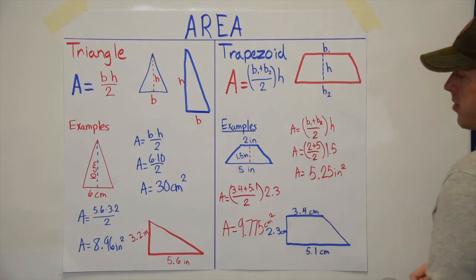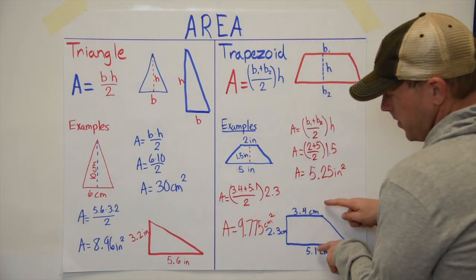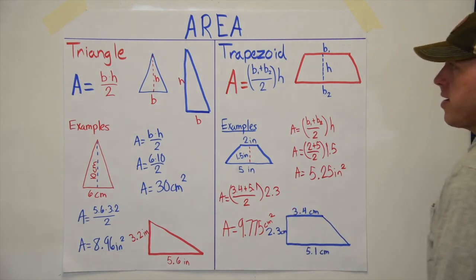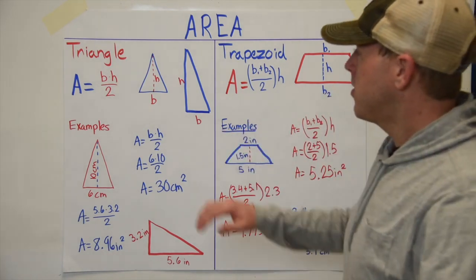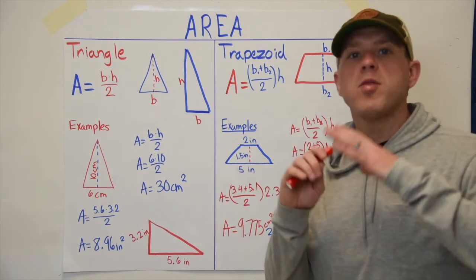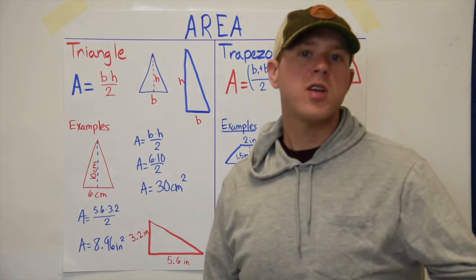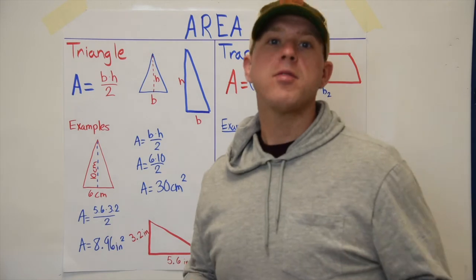All right, so trapezoid: add your two bases, divide by 2, and multiply by your height. And then this is triangles: base times height divided by 2. And remember, rectangles, squares, and parallelograms are just the same. They're base times height, they're length times width.